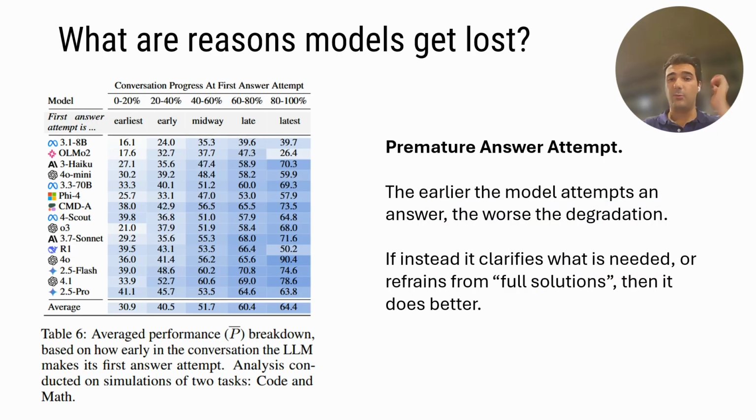Okay, and then we had some other analyses based on the logs of the large-scale simulation that we performed. We found that the earlier the model attempts a full answer at the question without full evidence, the more likely it is to degrade and not produce a correct answer. If instead, in conversations where it's able to refrain from performing full solutions by either working with the user on partial solutions, or asking clarification questions, or refusing to answer until certain information is provided, the models tend to do better.